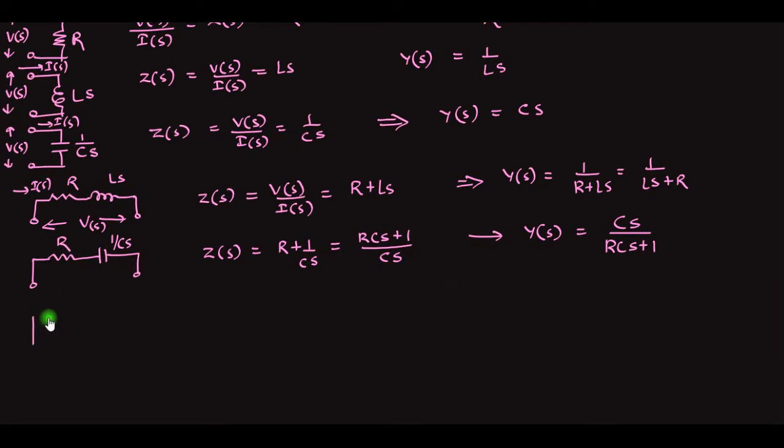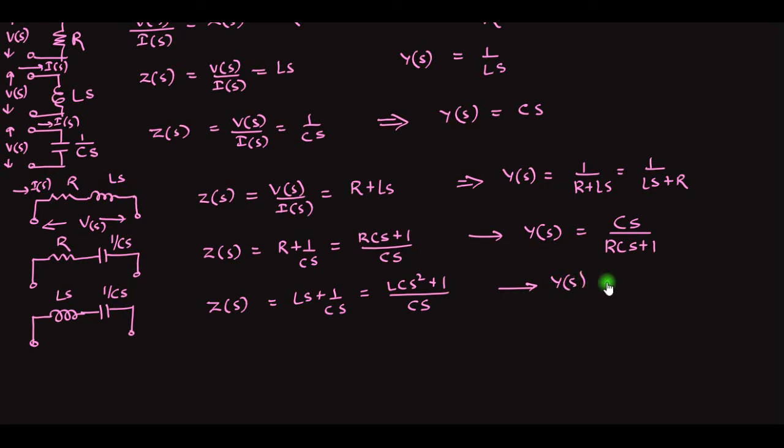And similarly, the other possible combination would be the series combination of L and C. Now the impedance offered by this L would be Ls and the impedance offered by this capacitance would be 1 by Cs. So Zs would be equal to Ls plus 1 by Cs. Solving it, I will get (LCs square plus 1) divided by Cs, and in the same way its driving point admittance would be given by Cs divided by (LCs square plus 1).